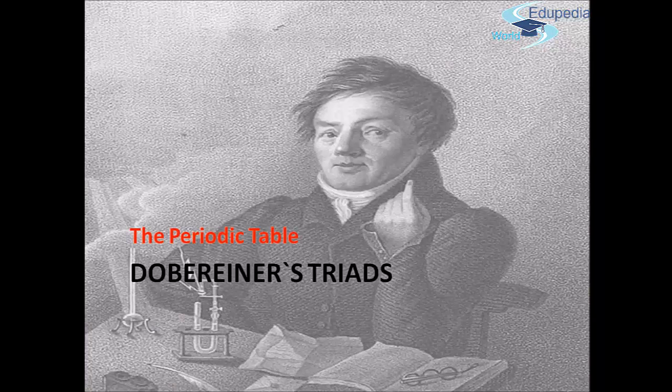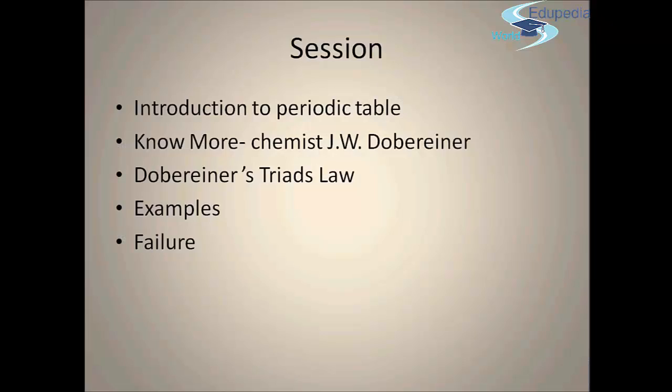Friends, today we are going to start with a very new section of the periodic table with Dobereiner's Triads. So in this section, we'll be learning about the history of the periodic table, that is, an introduction to the periodic table. We'll learn more about the chemist J.W. Dobereiner, and we'll be discussing Dobereiner's Triads law with the help of some examples. And lastly, we'll know the drawbacks of Dobereiner's Triad law.